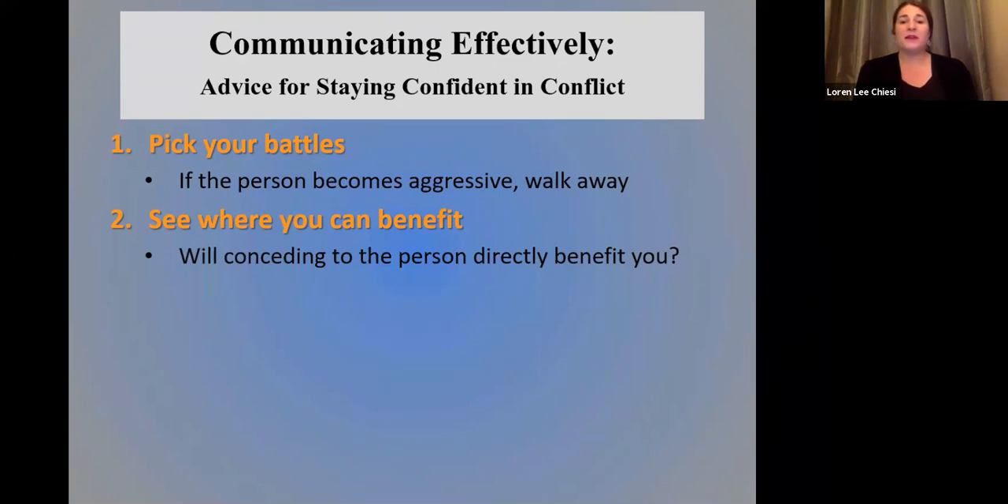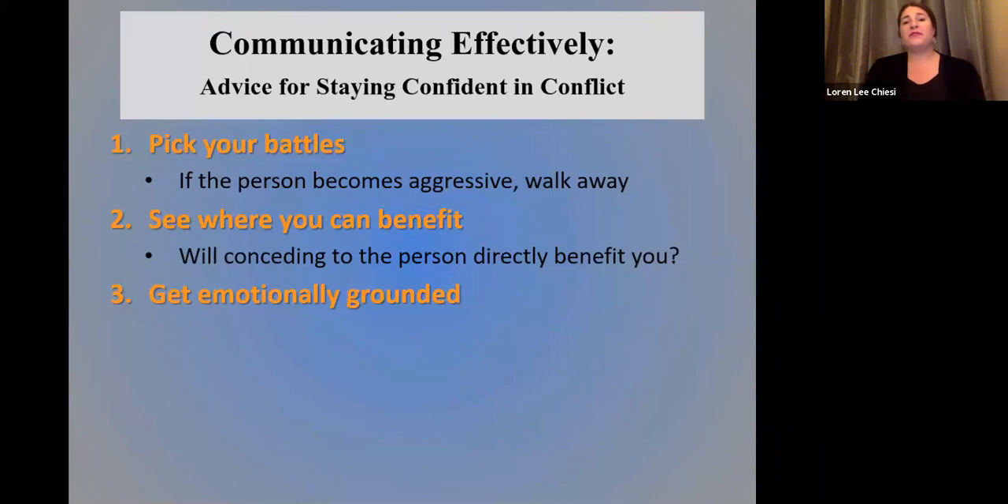But you also want to pick a benefit that's going to directly benefit you. You want to make sure that what you're getting out of it is really personal to you, really helps you in a professional way or in a monetary way.